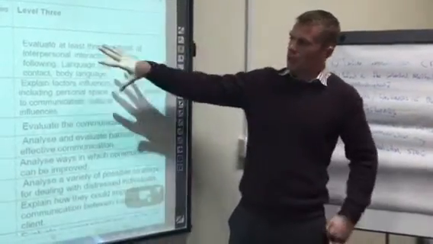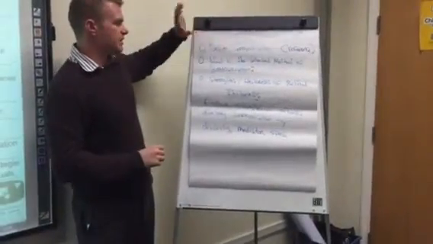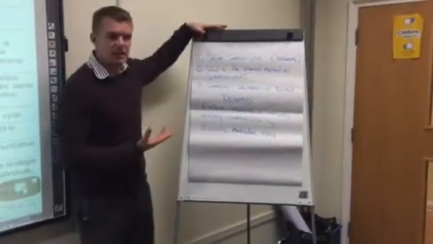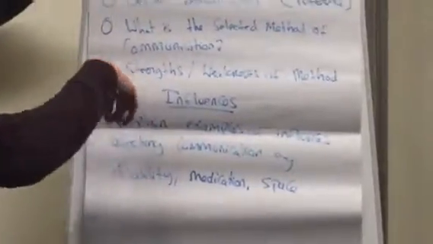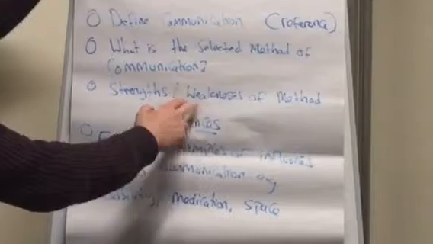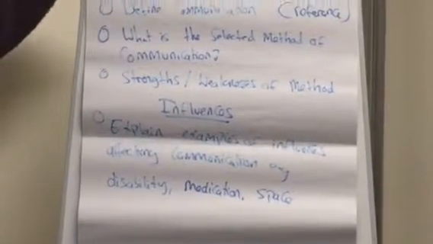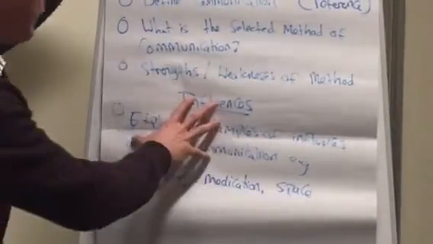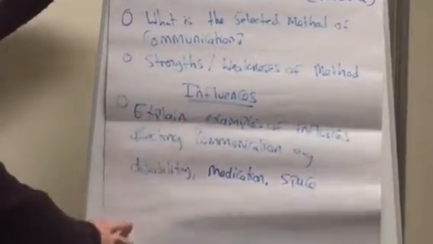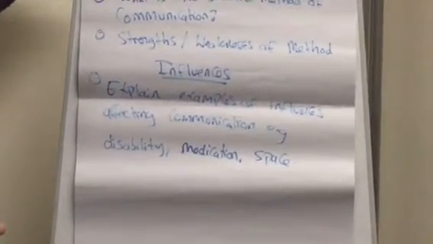So, to sum up your PowerPoint: you'll have your definition of communication, and you'll have 3 methods of communication that you need to evaluate. You'll say what they are, and give the strengths and the weaknesses of each method. That's very important because this task does require you to evaluate. You then have your influences, where you'll be looking at 3 to 4 influences that affect communication.